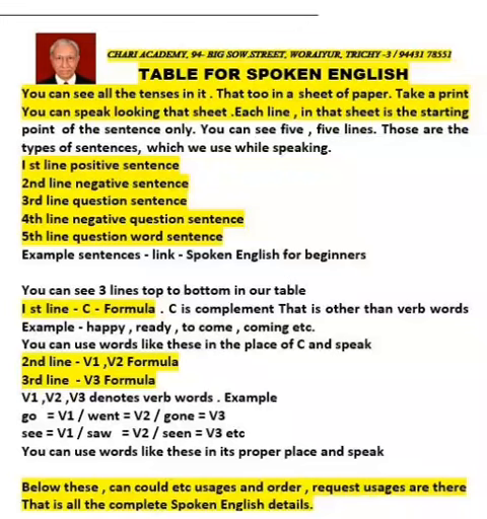Now we shall see how to speak English looking at that sheet. Each line in that sheet is the starting point of the sentence only. You can see five lines. Those are the types of sentences which we use while speaking. First line, positive sentence. Second line, negative sentence. Third line, question sentence. Fourth line, negative question sentence. Fifth line, question word sentence.